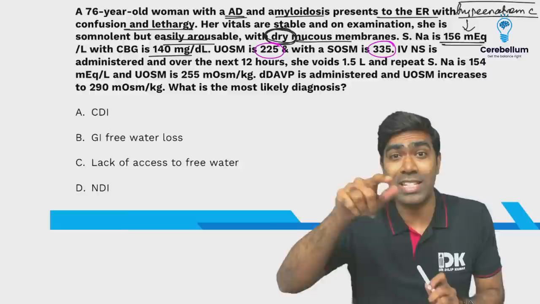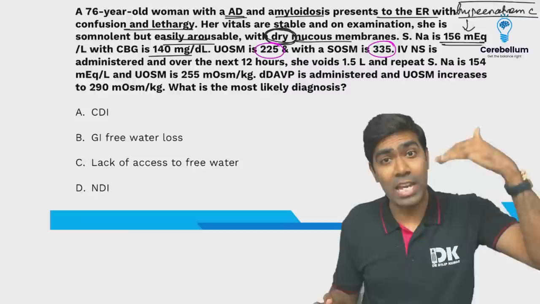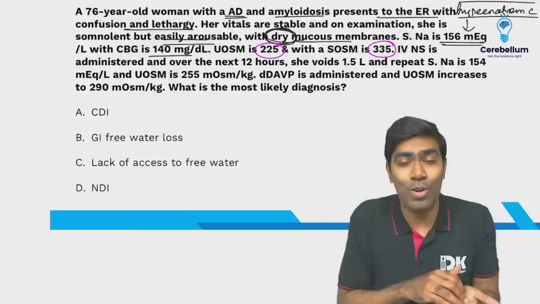In SIADH, what do you see? High urine osmolality with low serum osmolality. But here you are seeing high serum osmolality with low urine osmolality. Opposite of SIADH, that itself tells it's very likely to be diabetes insipidus.